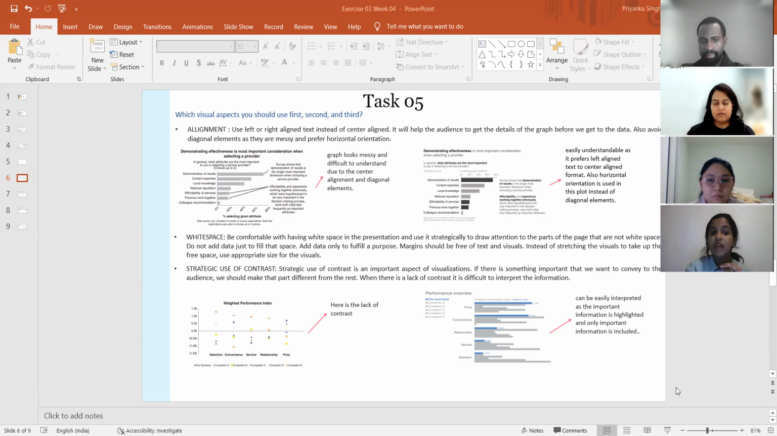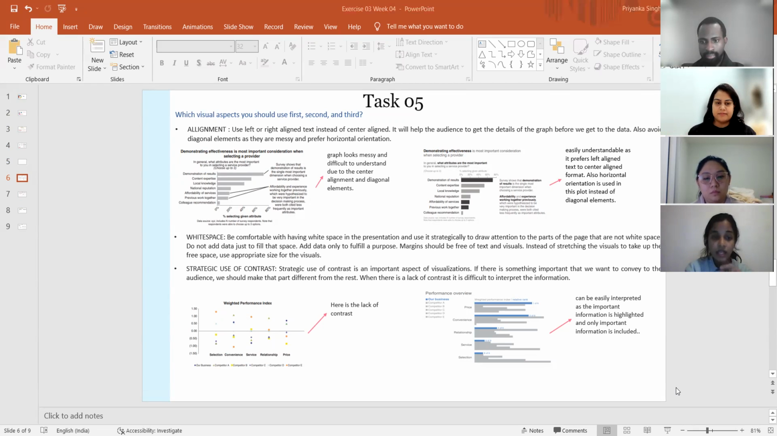And never add data just to fill the white space. Add data in order to fulfill a particular purpose, and also do not stretch the visuals to cover up the white space, and margin should be free of text and visuals.